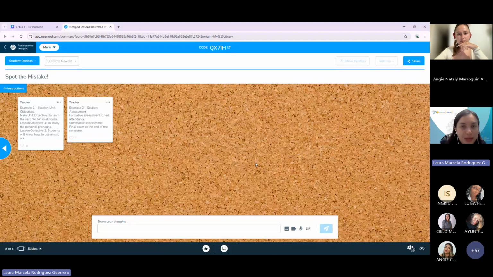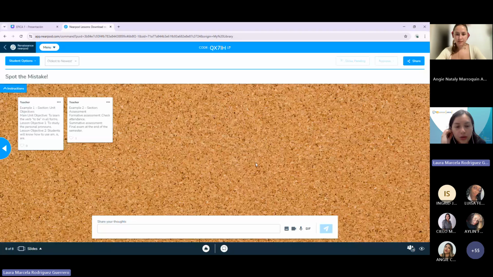Now I'm going to continue with example 2. You can participate in example 1 or example 2, in both as you want. Example 2 is for the section assessment. Formative assessment: check attendance. Summative assessment: final exam at the end of the semester.